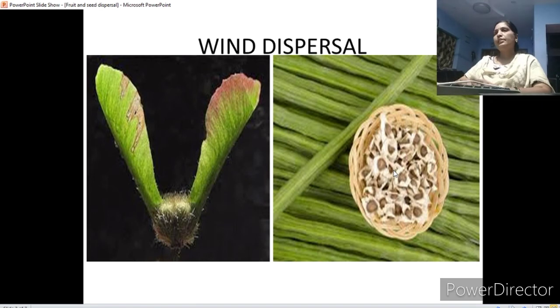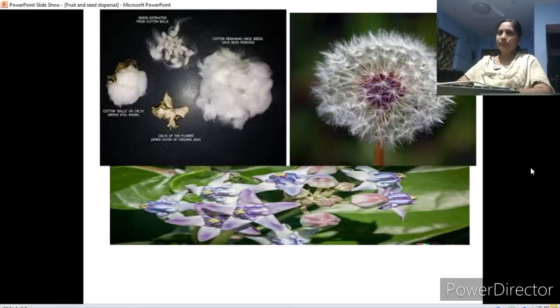So examples of wind dispersal are drumstick seeds and maple seeds. Why are only these seeds able to disperse by wind? Because they have papery wings and they are light in weight. That's the reason they are able to disperse by wind. And even dandelion seeds can disperse by wind because of the lightweight hair-like structures which fly away easily with the help of wind.